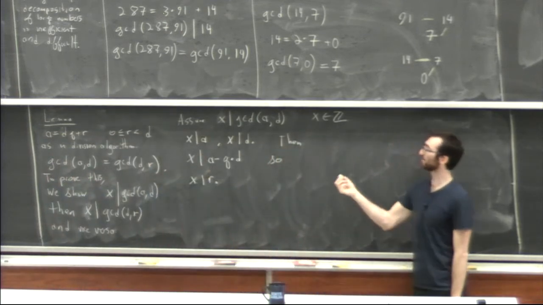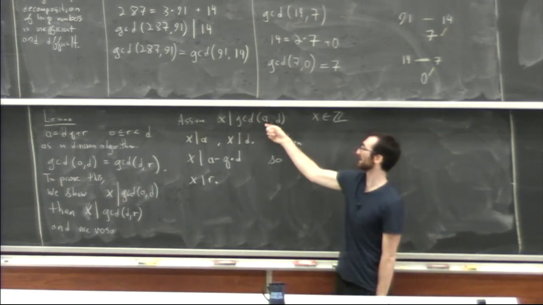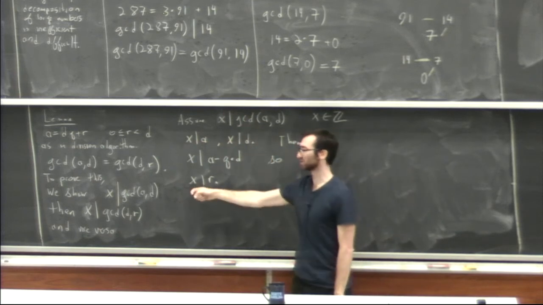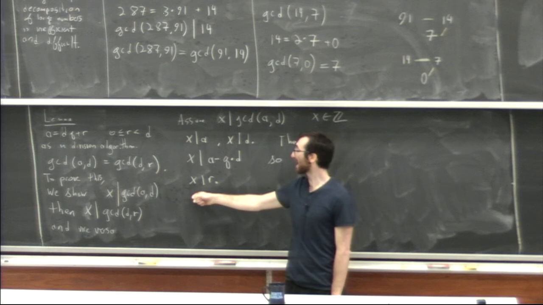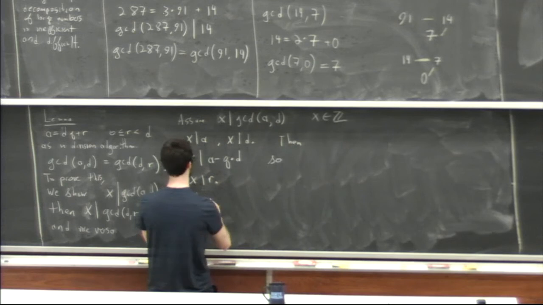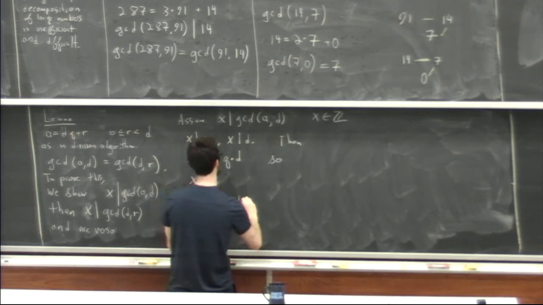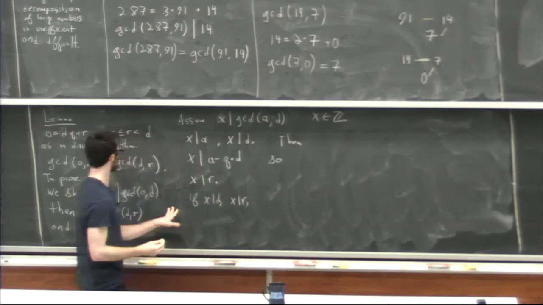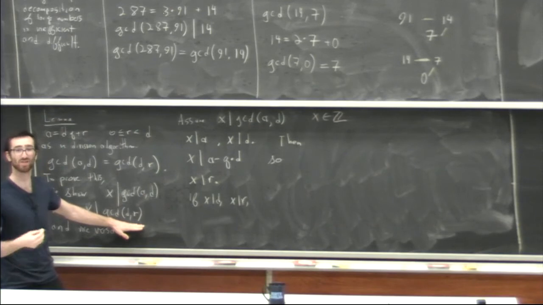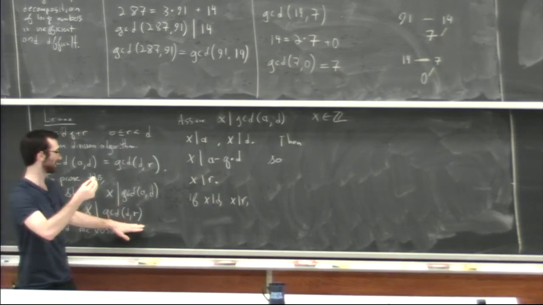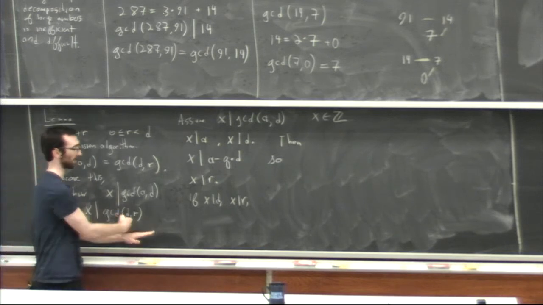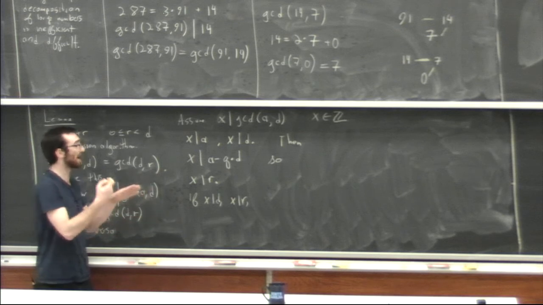So if I started off with a number X that divides the GCD of A and D, I know that it divides A, I know that it divides D. This argument shows that it divides R. So now X divides D and R. If X divides D and X divides R, then it's going to have to divide the GCD of D and R, right? The GCD of D and R is the biggest number that divides D and R. But if I have some number which I know divides D and R, maybe it's not the biggest, but it will divide the GCD.